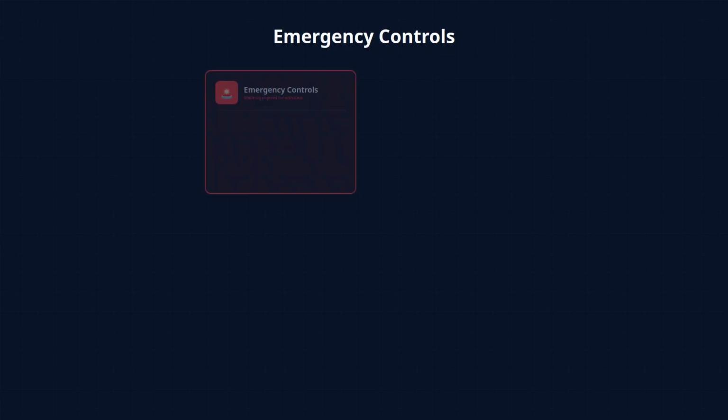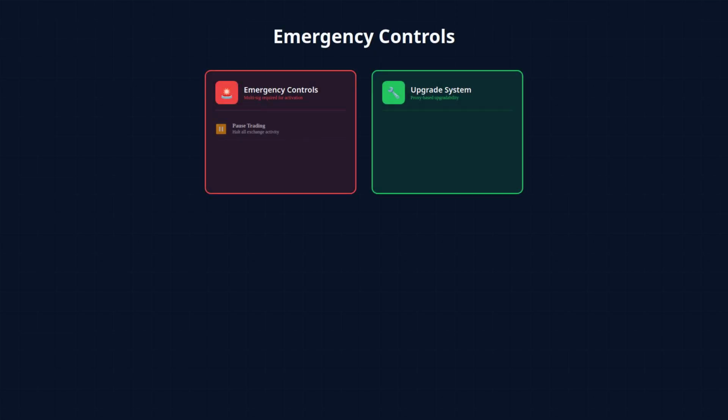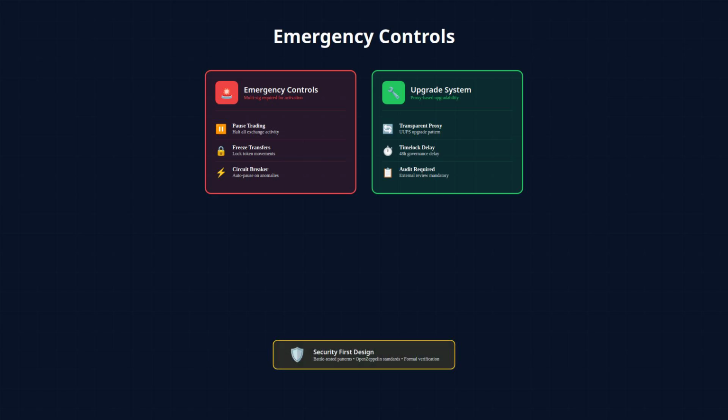Security is paramount. Multi-sig protected emergency controls allow authorized parties to pause trading or freeze transfers if needed. Circuit breakers automatically trigger on anomalous activity. For upgrades, we use transparent proxy patterns with 48-hour time locks. All changes require external audits. Security first, always. Your investments are protected by multi-signature governance.